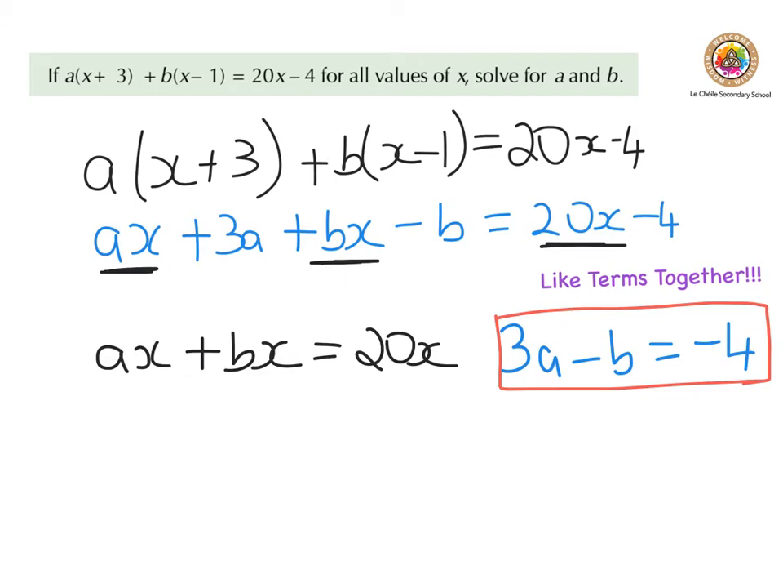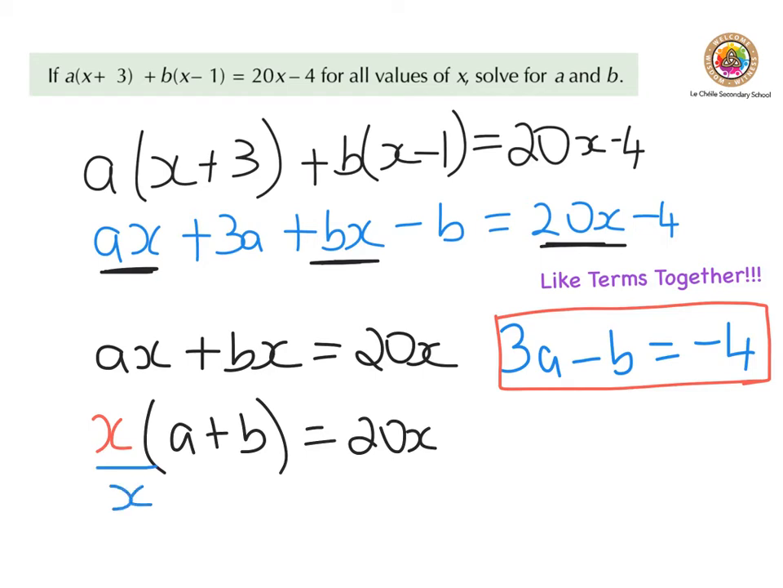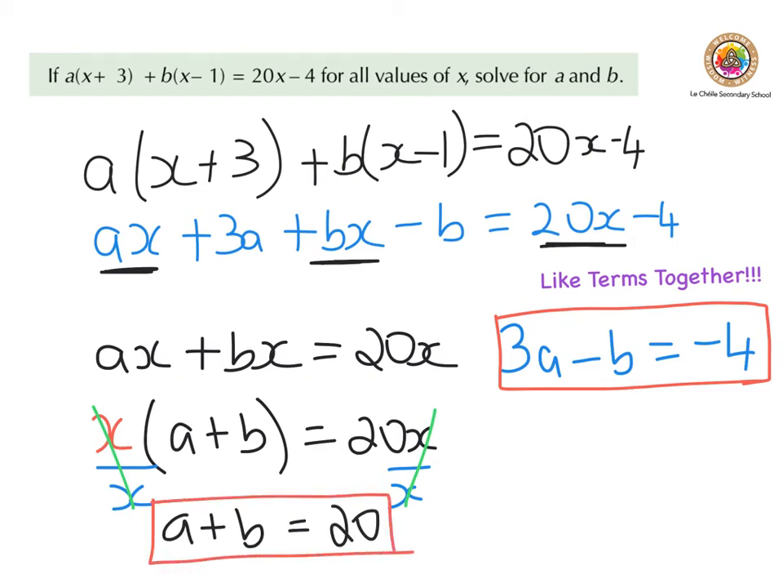And back over to my first equation, ax plus bx equals 20x. If I were to factorize the x outside, I would be left with (a plus b) in brackets is equal to 20x. And if I divide by x to get rid of that x, I have to divide both sides by x, and so they cancel, and I would be left with a plus b is equal to 20. And so I'll put a box around that, and off we go.